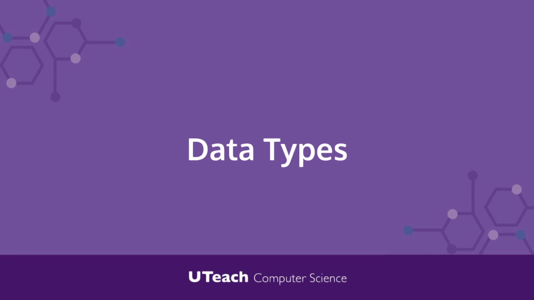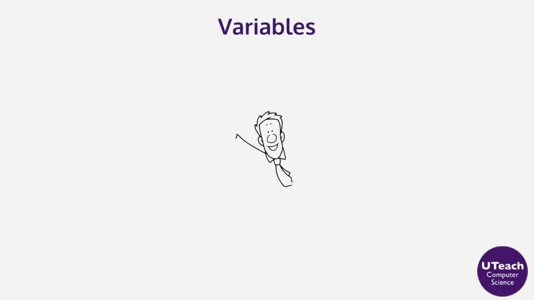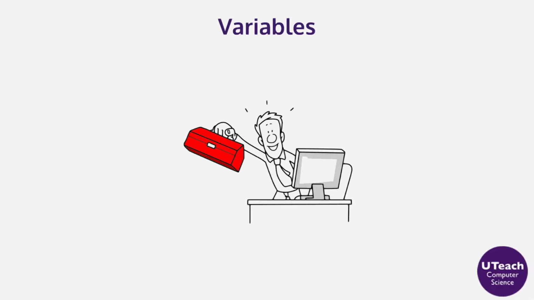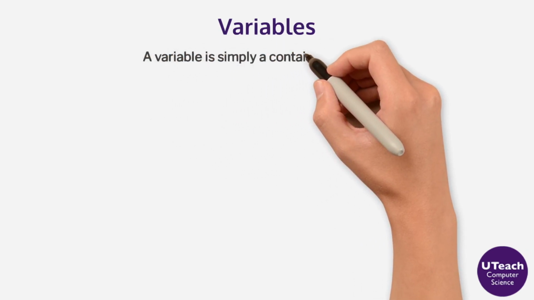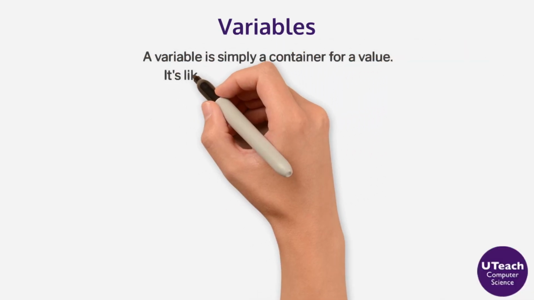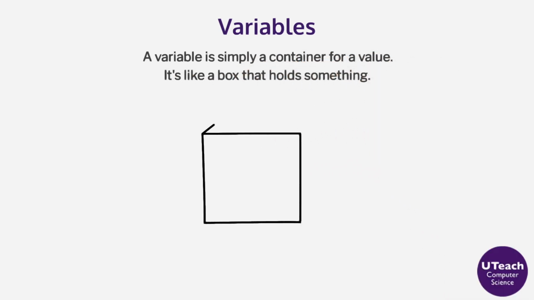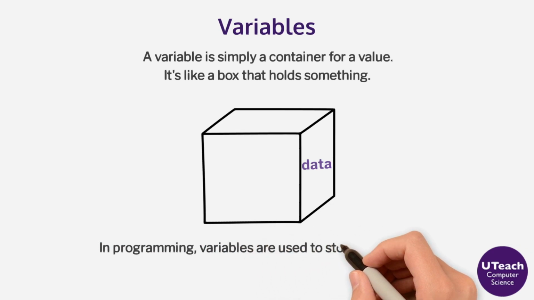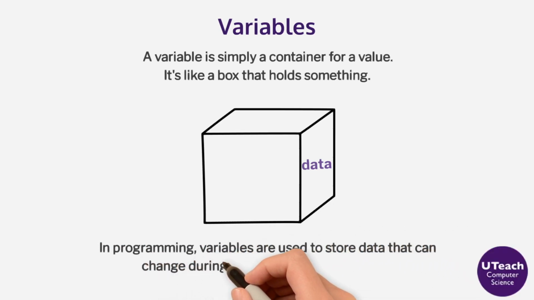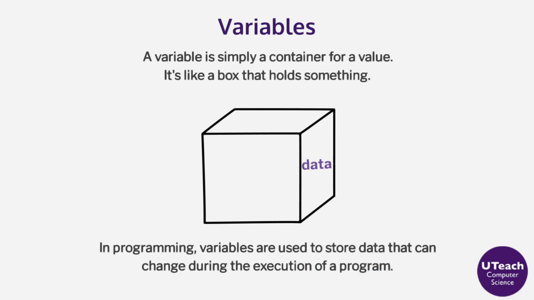Data types. Variables are one of the central concepts in computer science and one of the most important tools in a programmer's toolbox. A variable is simply a container for a value. It's like a box that holds something. In programming, variables are used to store data that can change during the execution of a program.